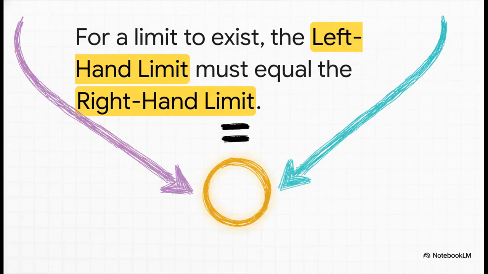And this, right here, is the golden rule. Seriously, if you remember one thing today, make it this. For a limit to officially exist at a point, the value you're heading toward from the left has to be the exact same value you're heading toward from the right. Both paths have to lead to the exact same spot. If they don't, we've got a problem.